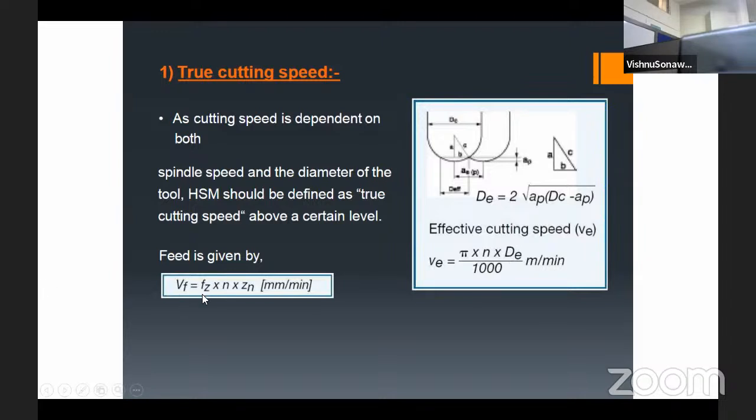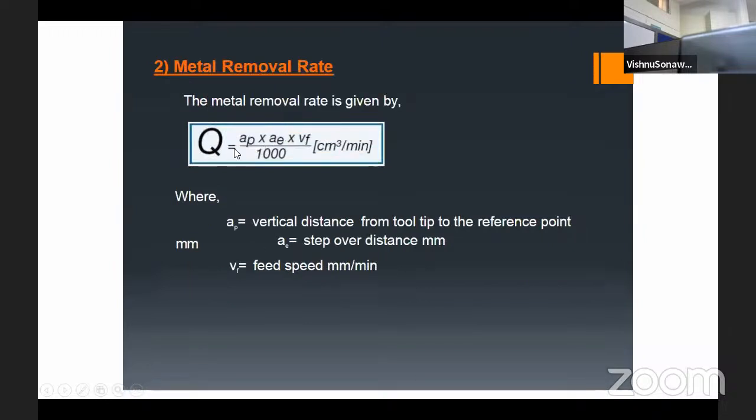Here the feed is fz into n into z, in millimeter per minute. Here the true cutting speed can be obtained. This is the material removal rate, Q. I have shown this graph before: AP is equal to the vertical distance from the tool tip to the reference point, AE is equal to the step over distance in millimeters, and VF is equal to the feed speed in millimeters per minute.